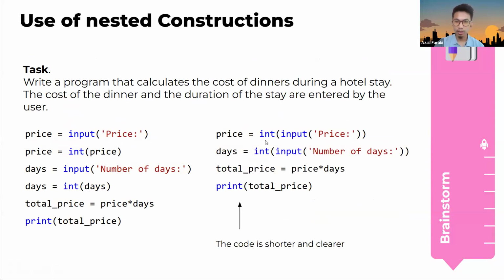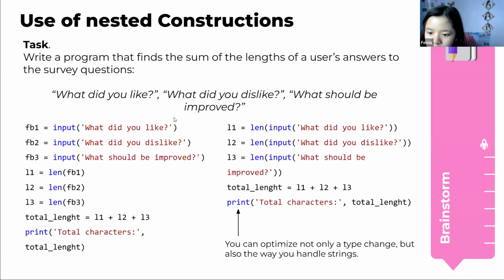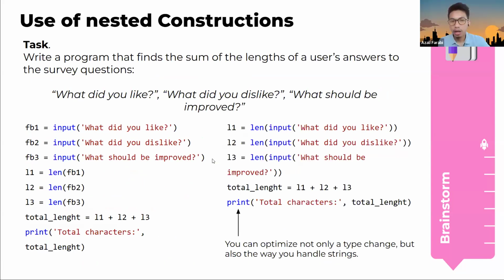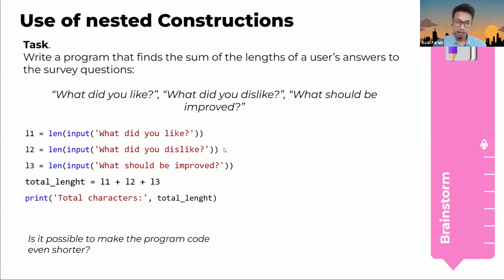So the price is just one variable, and then you just need to say int input price and so on. So from 6 lines of code it will be 4 lines of code right now. I think that's all about concise code. And also you can nest it alone, and inside the len you can put the input function like this. Okay, I think that's all.